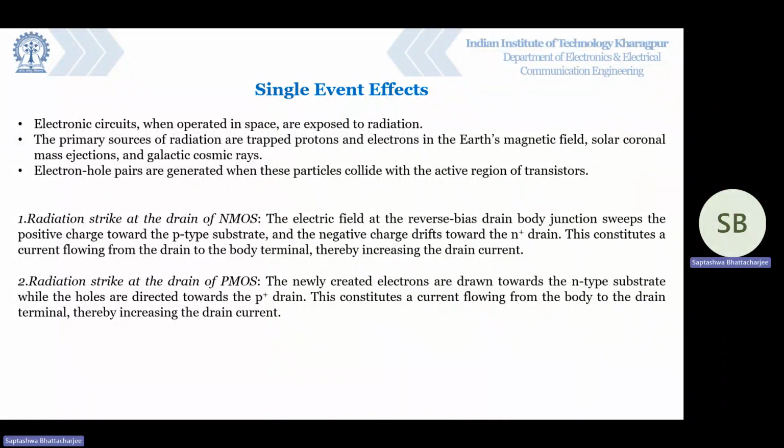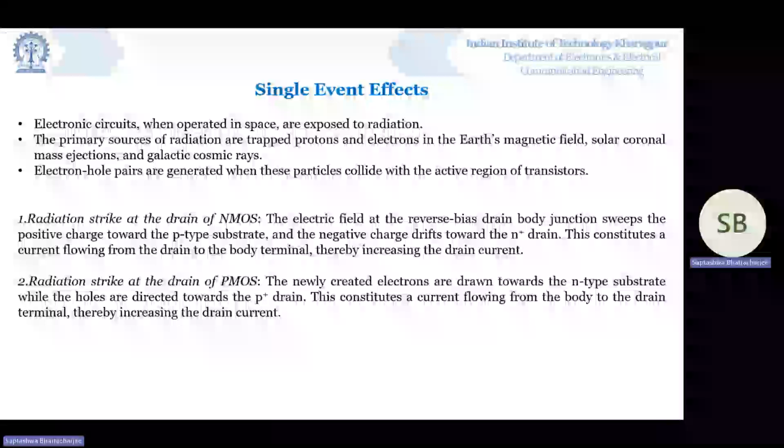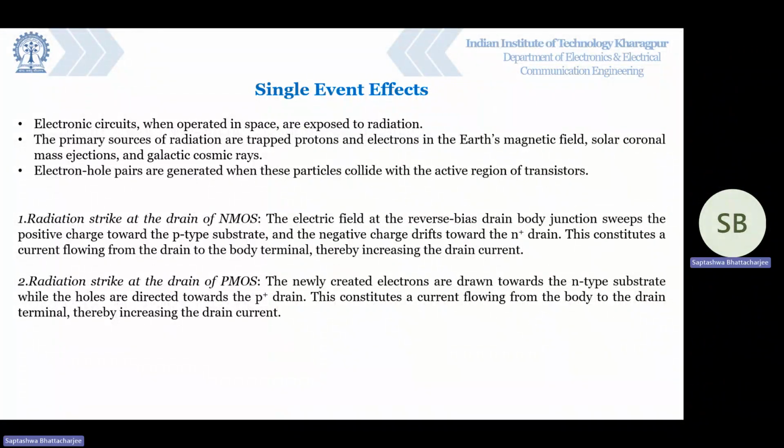So let us see what happens when there is a radiation strike at the drain of NMOS. The drain body junction in an NMOS is reverse biased. So when excess electrons are generated, they swiftly move towards the N plus drain region, and the holes are swept towards the p-type substrate. As a result of this, the drain current of the NMOS increases. Similarly, when there is a radiation strike at the drain of PMOS, the newly created electrons are drawn towards the N-type substrate, while the holes are directed towards the p plus drain. This again increases the net drain current flowing out of the PMOS. So in either case of NMOS and PMOS, a radiation strike increases the drain current.